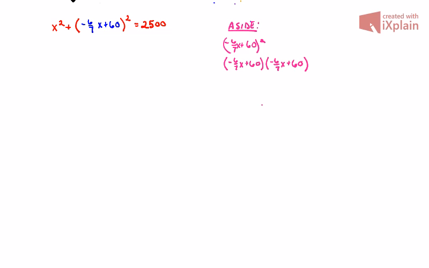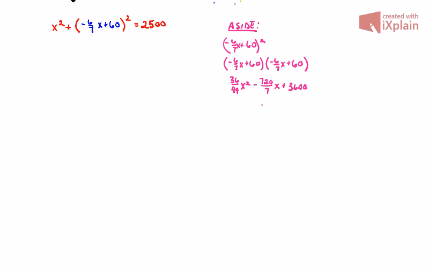So in other words, we're going to need to FOIL. If you were to FOIL this, it ends up coming out to be 36/49 x squared minus 720/7 x plus 3600. I did a huge jump here just to save a little bit of time, but you should probably pause the video and make sure that my work matches up with yours before continuing.